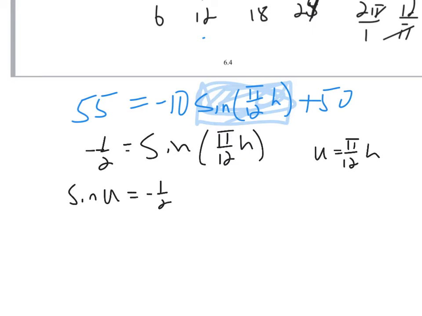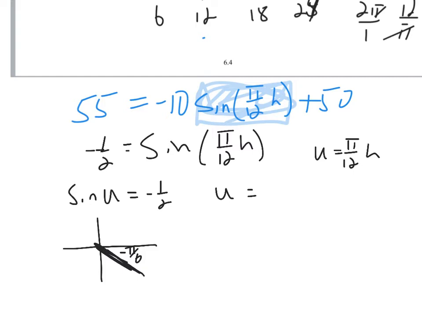Well, looking at the unit circle, u is going to equal, let's see, what is it? Negative 1/2. Well, I know the arc sine, maybe I better do this out. I know the arc sine of negative 1/2 is going to give me negative pi over 6, or negative 30 degrees. We'll keep it in radian form.